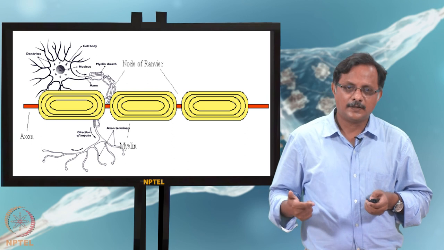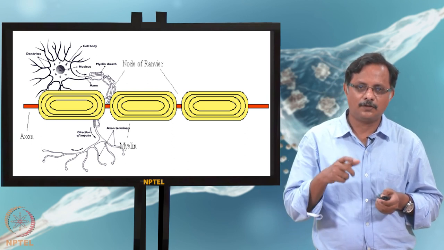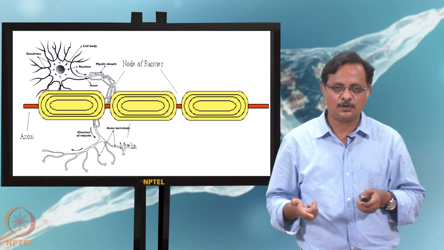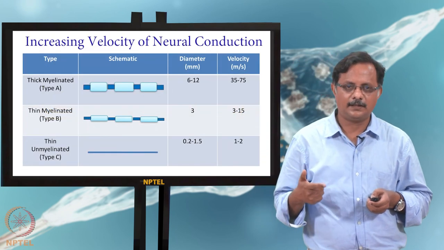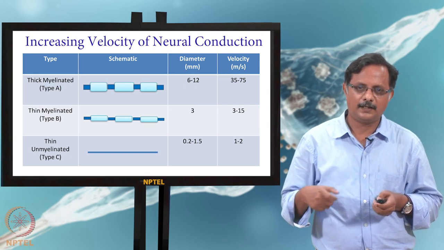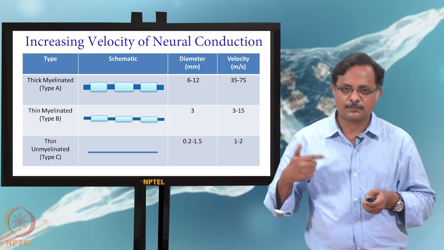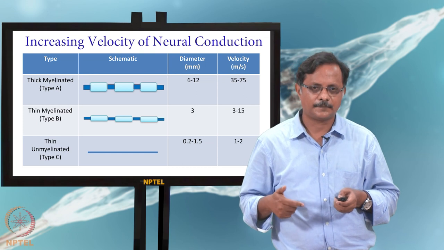We already mentioned once that you have this myelin sheath that forms around the axons, and that is what gives you increased conduction velocity. We also looked at some of these numbers in an earlier lecture. You have thick myelinated axons or type A axons, which have bigger diameter and higher velocities, and then unmyelinated axons or type C axons, which have smaller diameter, no myelin sheath and smaller velocities.